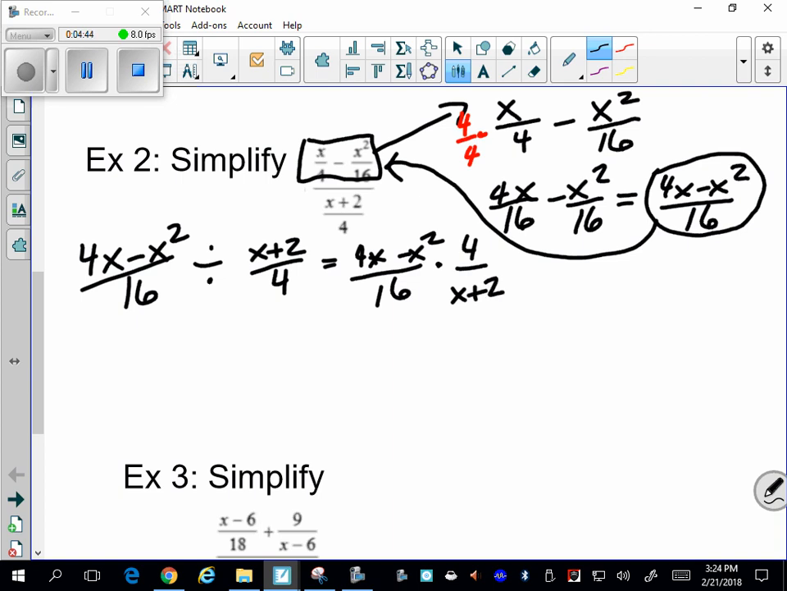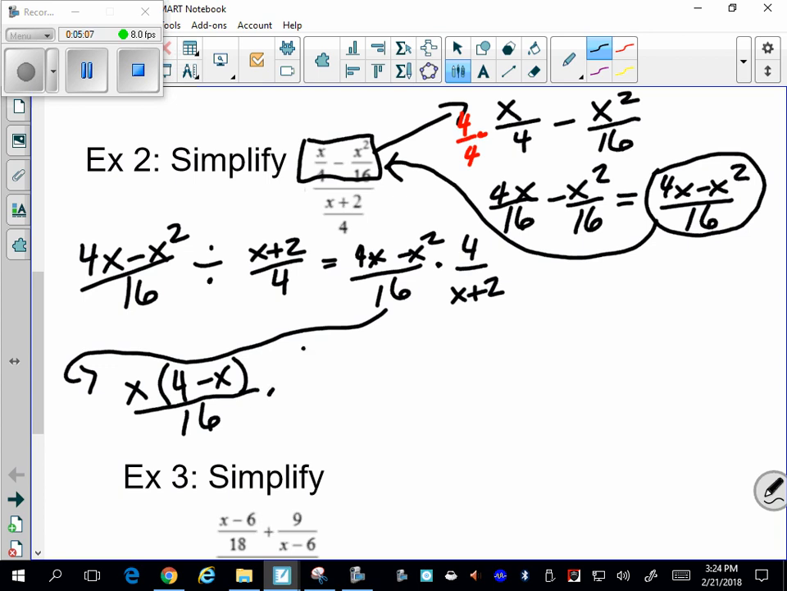And we look to see now if we can factor anything. I know this numerator right here I can factor. So I'll factor out an x, and we're left with 4 minus x. The denominators, 16 and the x plus 2, we don't factor those.